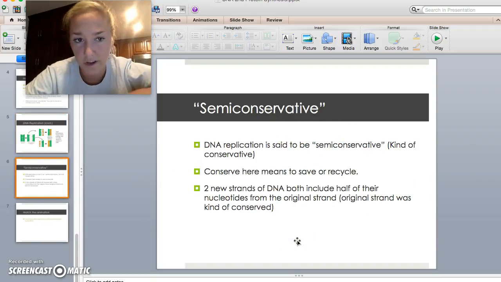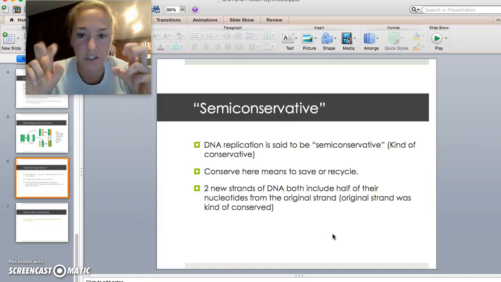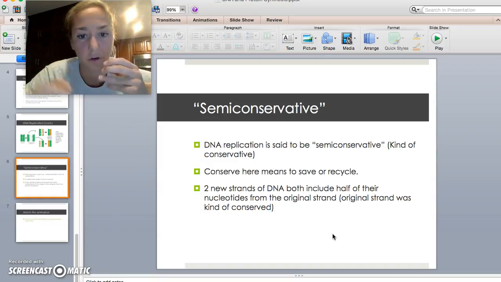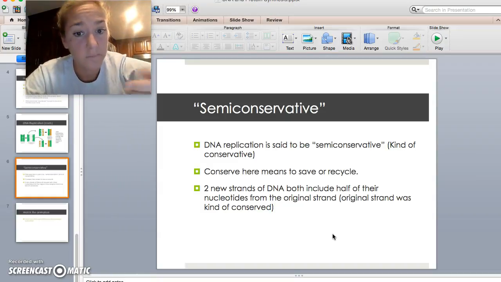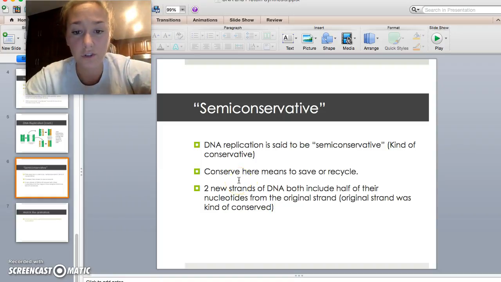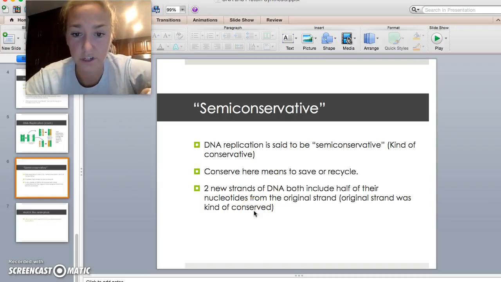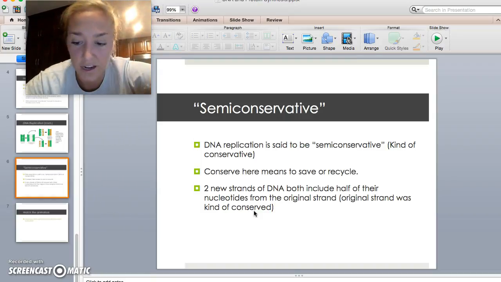There's this other word here. We say that DNA replication is said to be semi-conservative. Translation means kind of conservative. So in this sense, conserve here means to save or recycle. And we're saying that the two strands of DNA at the end, so the two new strands of DNA, both include half of the original nucleotides from the original strand. So the original strand was kind of conserved.